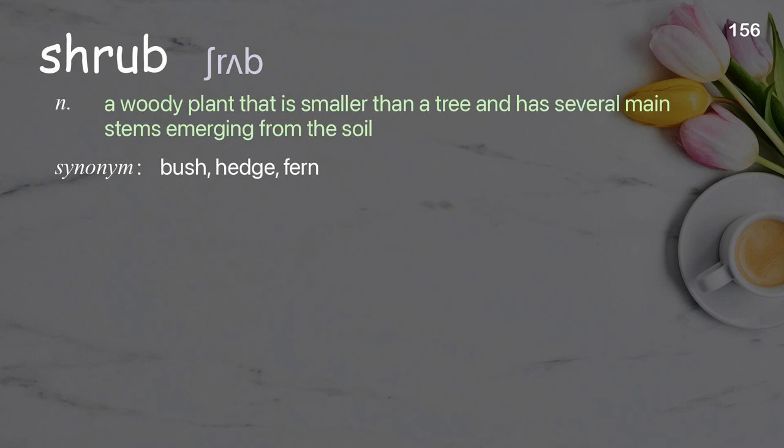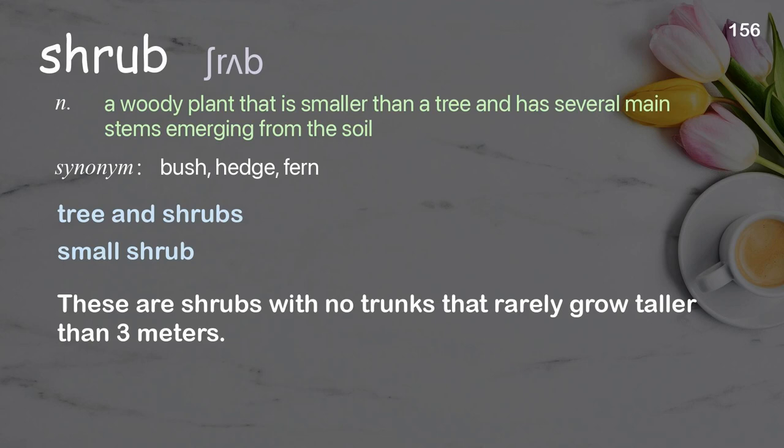Shrub. A woody plant that is smaller than a tree and has several main stems emerging from the soil. Examples: tree and shrubs. Small shrub. These are shrubs with no trunks that rarely grow taller than 3 meters.